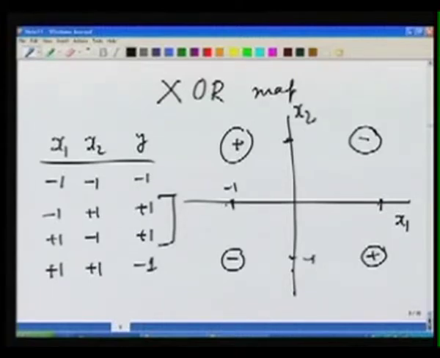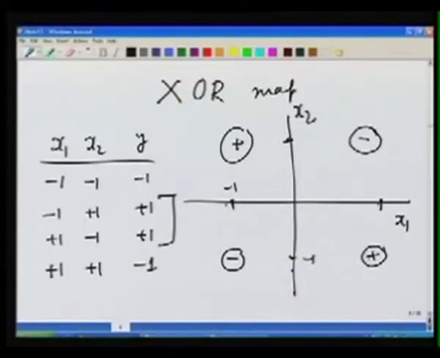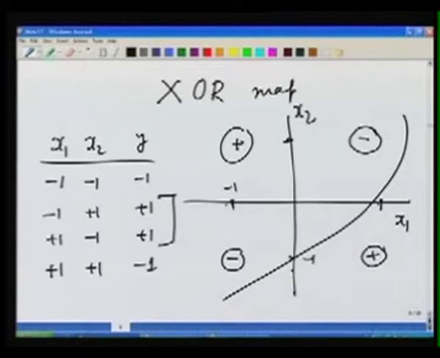So, in this case you cannot find a single line that will separate this class from this class. This class cannot be separated from this class using a single line. This function is not linearly separable, it is non-linearly separable. So, I can create a nonlinear decision boundary that separates the minus class from the plus class. These are called functions which are not linearly separable.